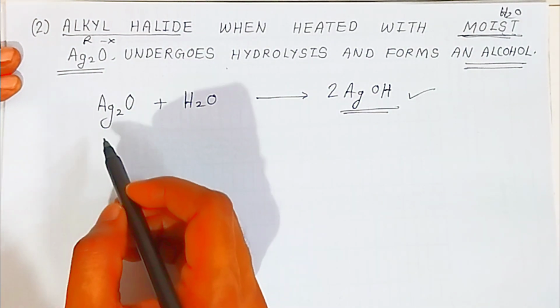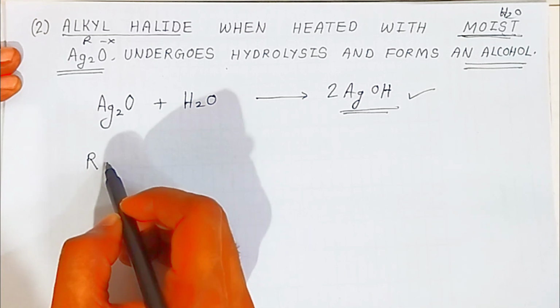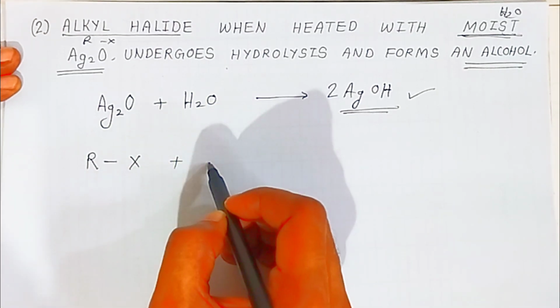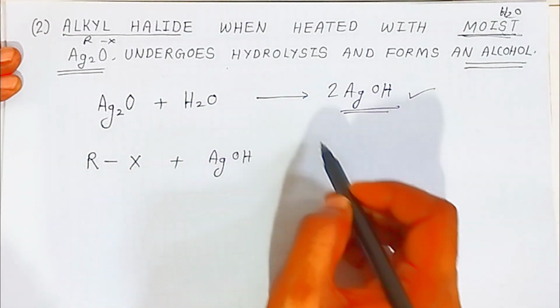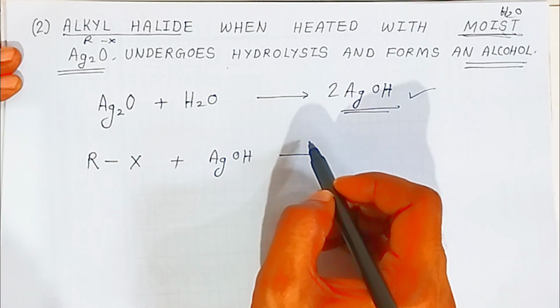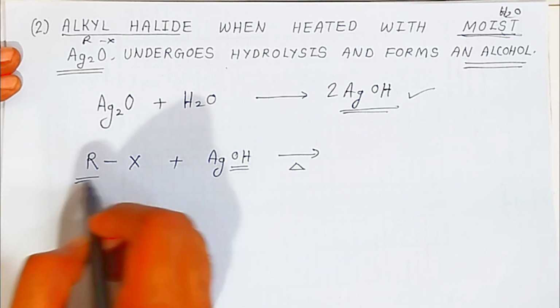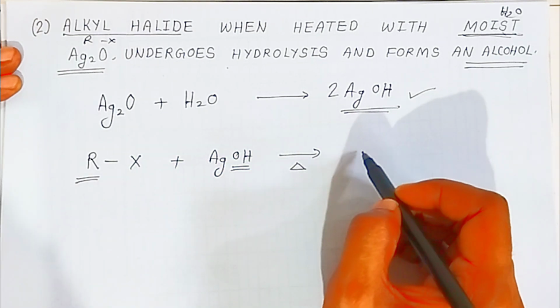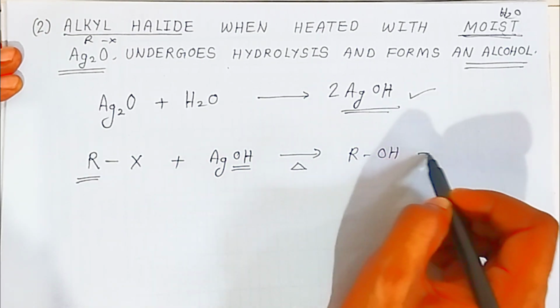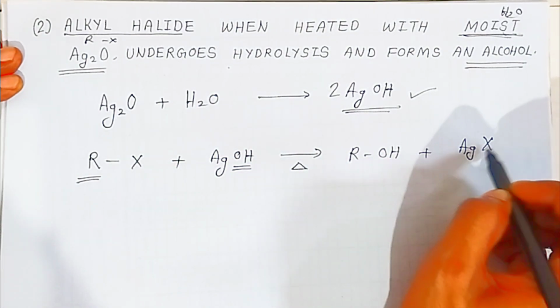So this is the general reaction students. Alkyl halide reacts with silver hydroxide, just heat it. What happens, this OH of silver hydroxide reacts with the alkyl of alkyl halide, and it will produce alkyl alcohol, and you are getting silver halide as a byproduct.